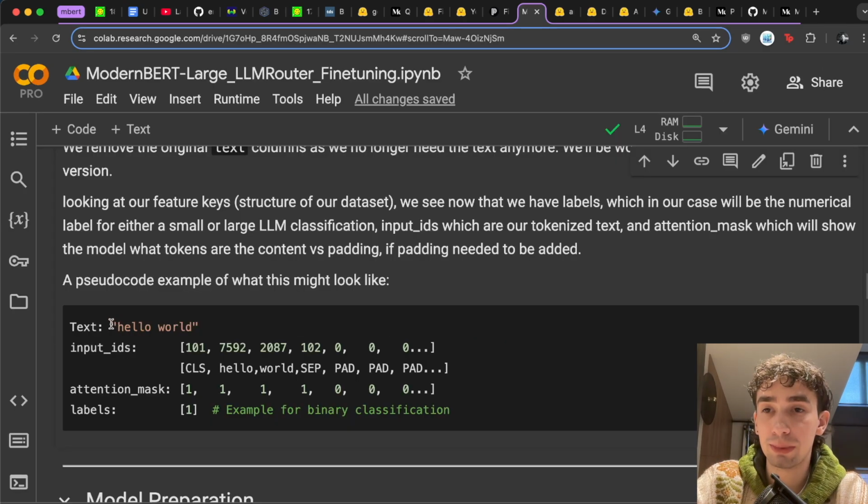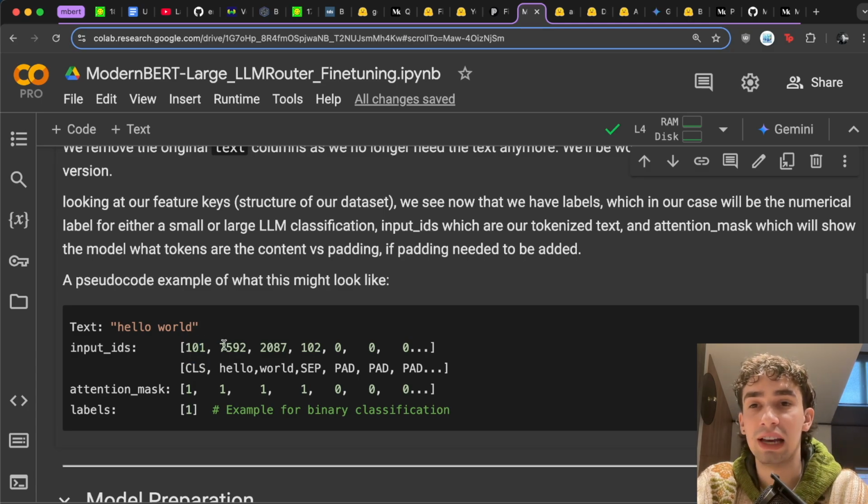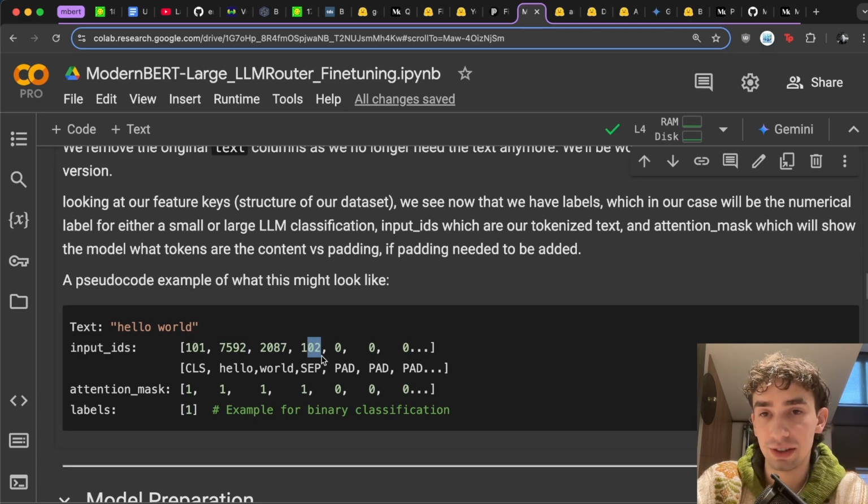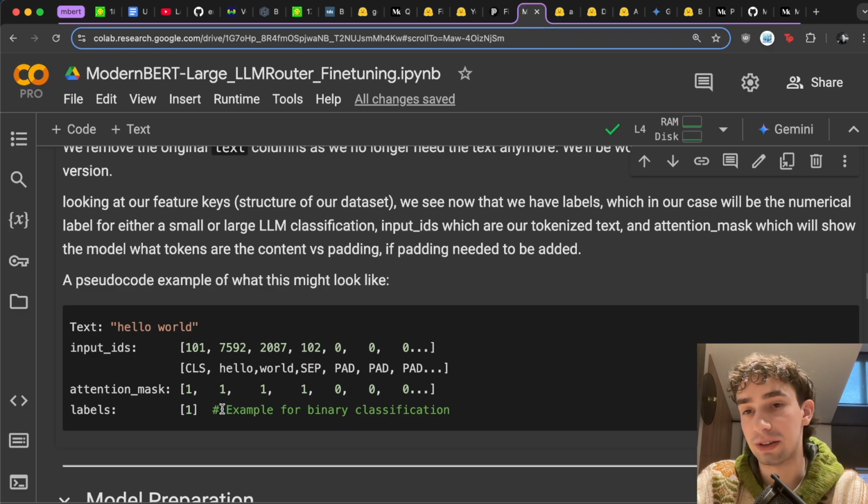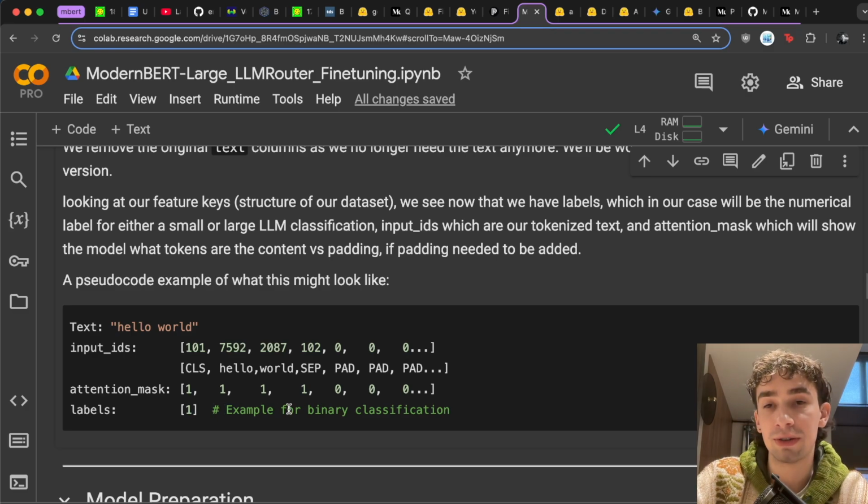A quick pseudocode example here. If we have the text "hello world," we'd run it through a tokenizer and it would look something like this, where we have a special beginning of sequence, or classification, token in this case, and then the specific numbers that represent hello and world, as well as a separator, and then a bunch of zeros for the padding to reach up to 1024 tokens. Our attention mask then is just going to show that all of the actual useful data here, from the classification token to the separator, is in these first 4 positions, and then the rest are just pads. Our labels then are going to be either 0 or 1, since we're doing binary classification between small and large language models.